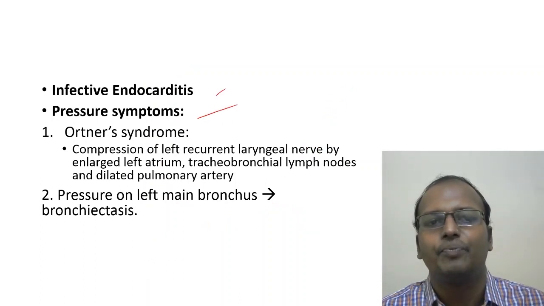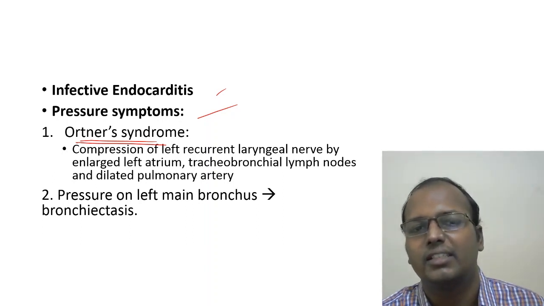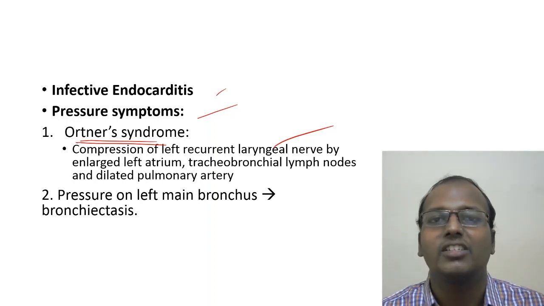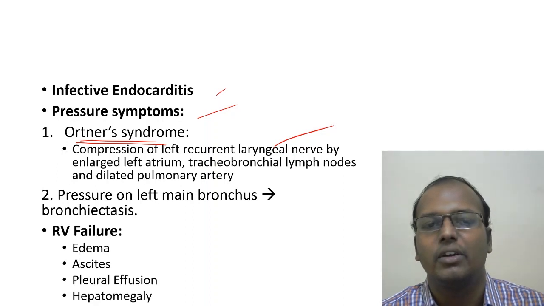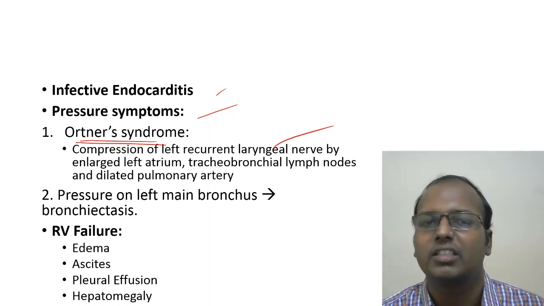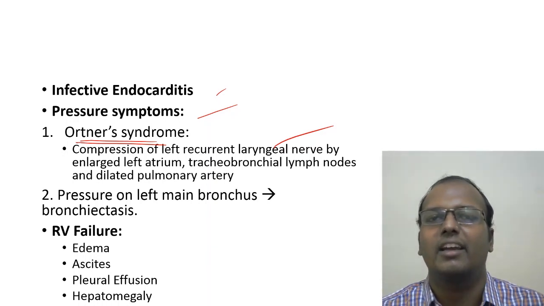Pressure symptoms include Ortner syndrome. Ortner syndrome is nothing but your left atrium enlarges, that compresses the recurrent laryngeal nerve, that will lead to hoarseness of voice. That is called Ortner syndrome. Pressure on the left main bronchus can lead to bronchiectasis. Left main bronchus because of the enlarged left atrium. That can cause unilateral bronchiectasis.